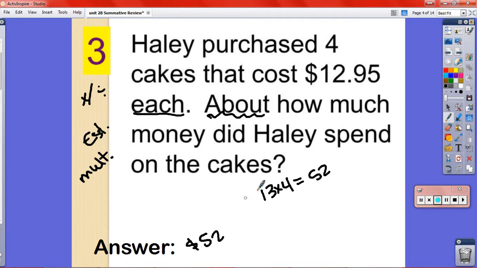But really, you could have also estimated about 10 times 4 is 40, would have been an acceptable estimate, or even 15 times 4 is 60, would have been an acceptable estimate. It depends on what your answer choices are and how close to the exact you need to be in order to pick out of your answer choices.